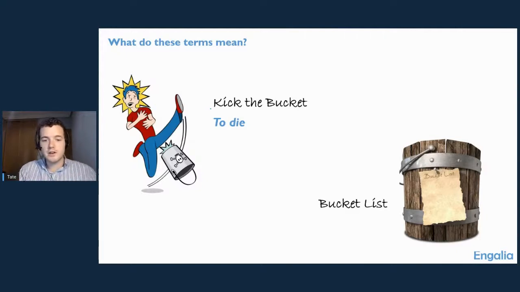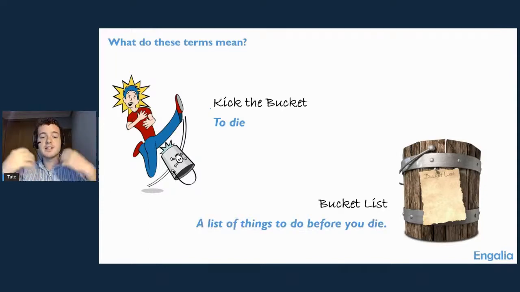Now, the other one here, the bucket list, is related to this. The bucket list is the list of things that you want to do, or the list of things to do before you kick the bucket, before you die. Okay, so we have to kick the bucket, meaning to die, but in a playful way. And we have the bucket list, meaning all of the things that you want to do before you die.